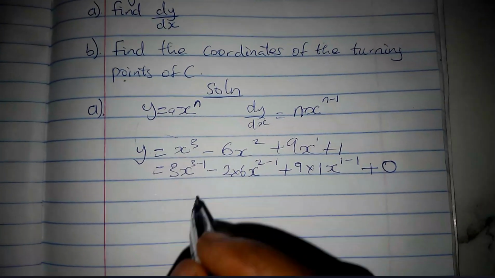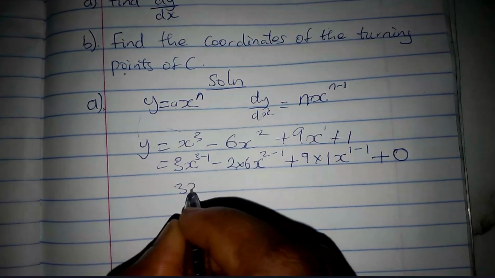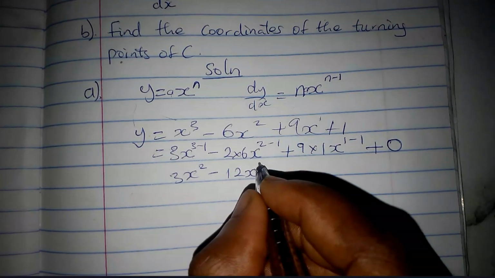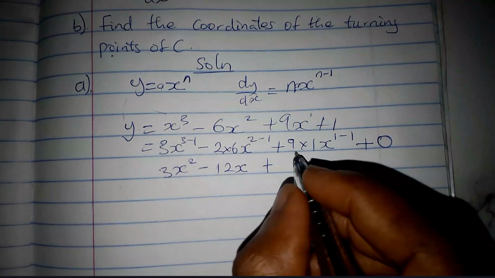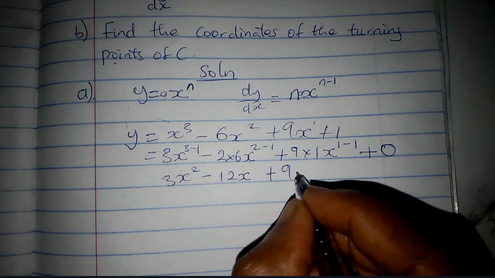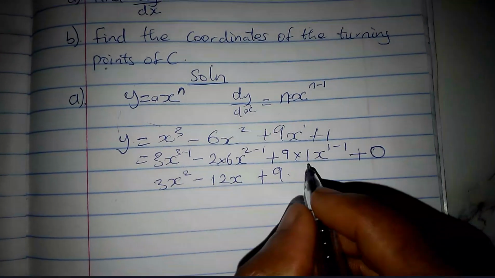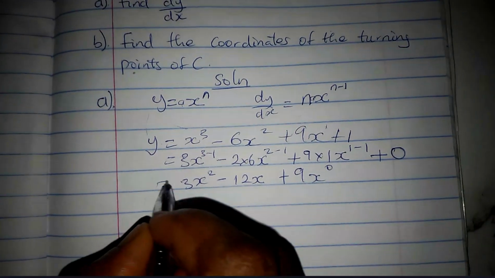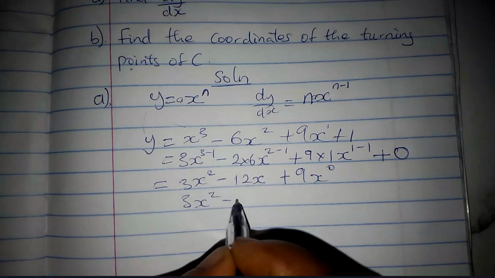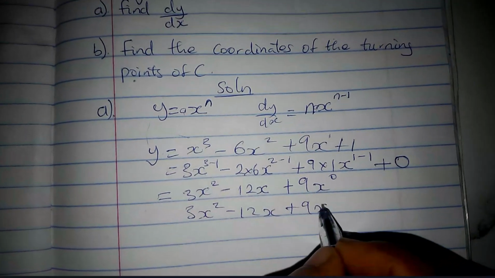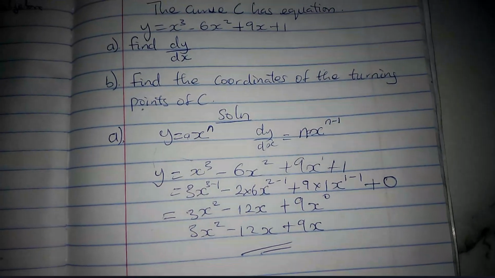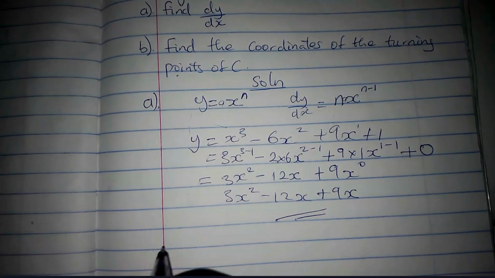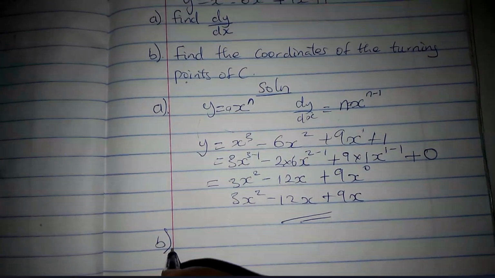Furthermore, to break it down, we have 3x squared minus 2 times 6, that's 12x, to the power 2 minus 1, that's just 12x. Then we have 9 times x to the power 1 minus 1, that's x to the power 0, and x to the power 0 is the same thing as 1. So we have this as our final answer for part A of the question. Now to get the second part, we're going to go to B.